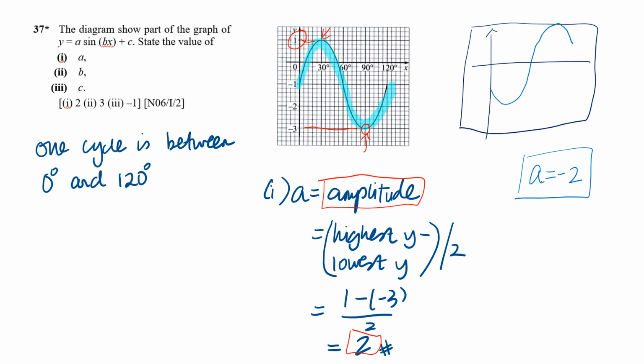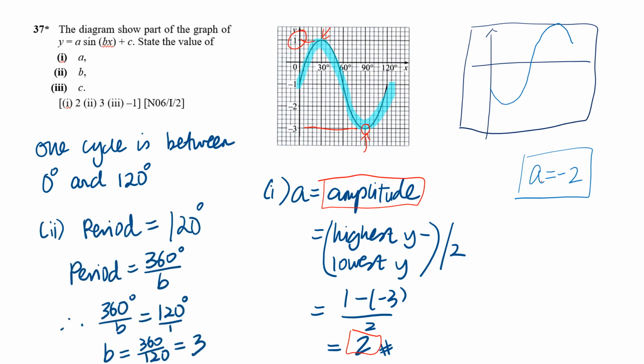Okay, so one cycle is between 0 degrees and 120. That's why I highlighted it for you, the one in blue. And therefore, the period is 120. Another way of finding period is 360 divided by B. B is the coefficient of x. So 360 divided by B gives you 120. Do some cross multiply here and there, you get B equals 3.